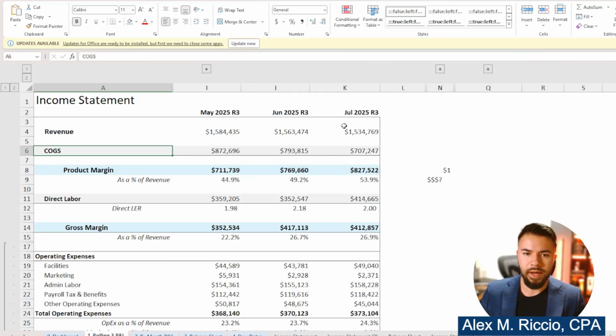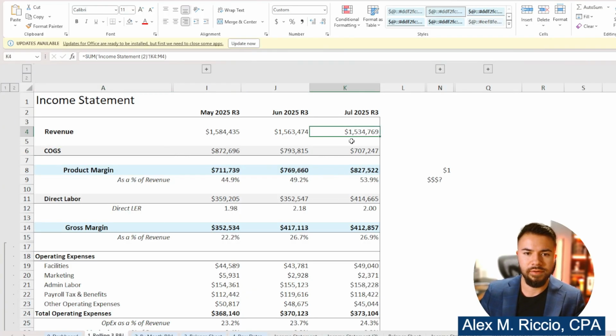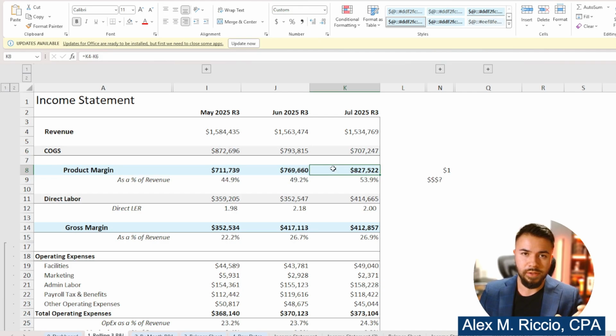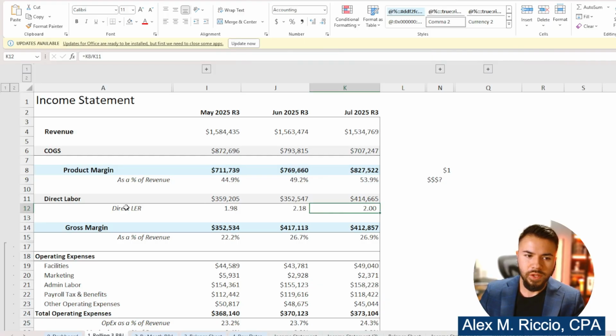So for example, I have an example P&L here. I had revenue of $1.5 million. My cost of goods for that revenue was $707,000, meaning what I call product margin, right? Not including any labor. My revenue minus my hard cost of goods sold was $827,000, right? Which is about 54%. Okay, but my direct labor to produce that revenue was $414,000, which means direct LER, by the way, means labor efficiency ratio.